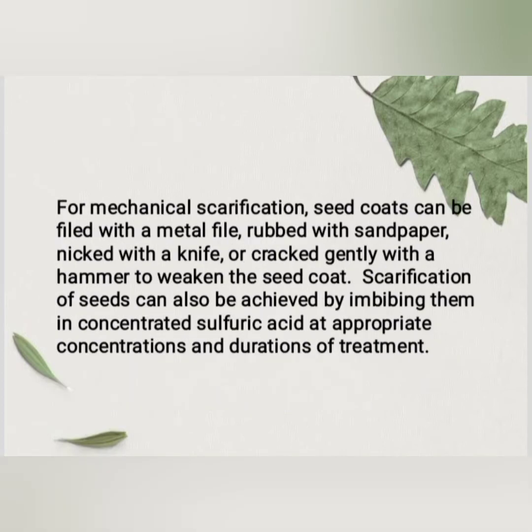Then for mechanical scarification, seed coats can be filed with a metal file, rubbed with sandpaper, nicked with a knife, or cracked gently with a hammer to weaken the seed coat. Scarification of seeds can also be achieved by imbibing them in concentrated sulfuric acid, at appropriate concentrations and durations of treatment. Another scarification method involves the use of hot water for brief periods.